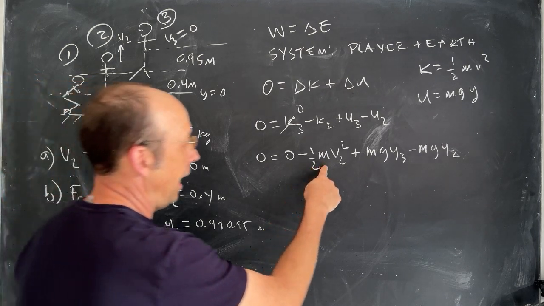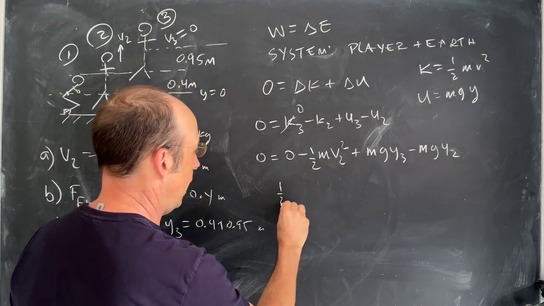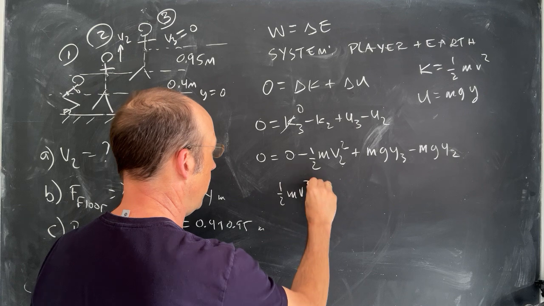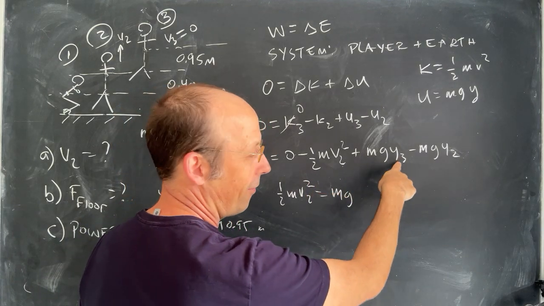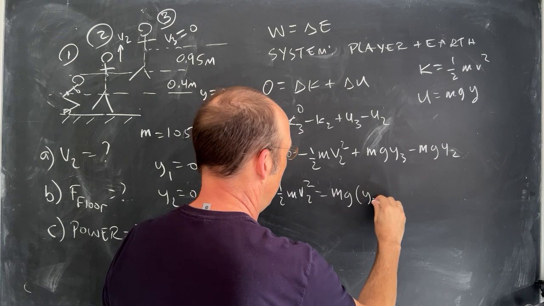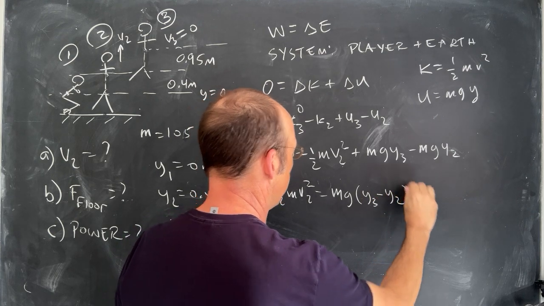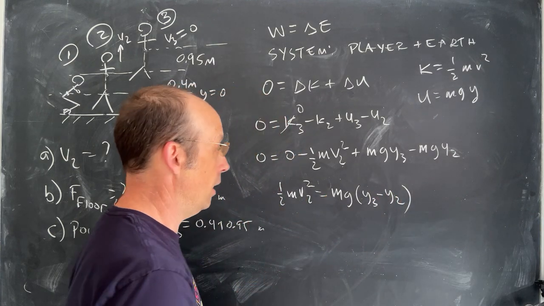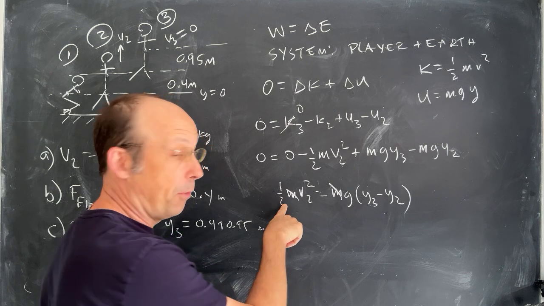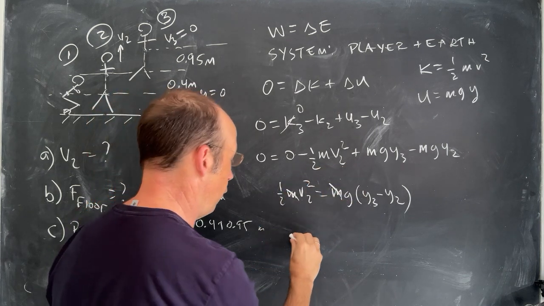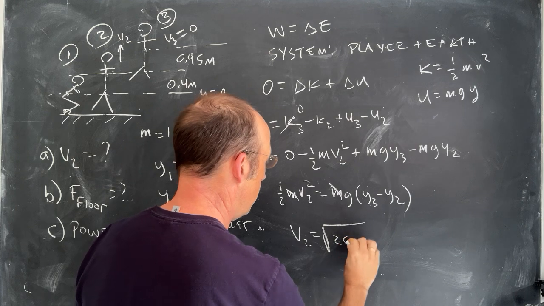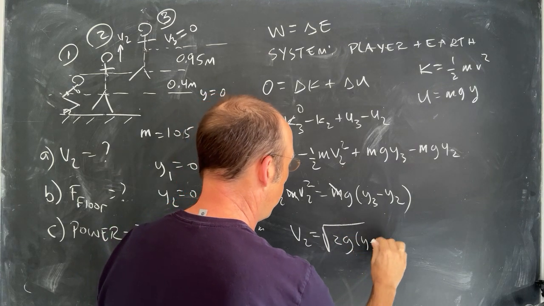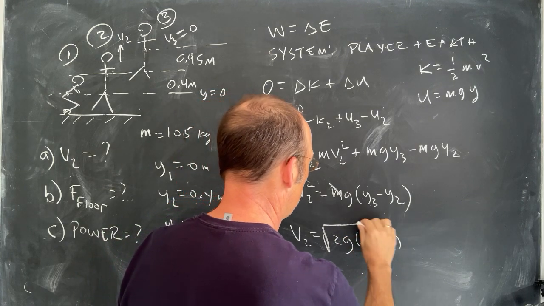So let's add this to both sides. I get 1/2 m v2 squared equals mg, and I'm actually going to factor this out because it makes sense, y3 minus y2. I can factor out the mg. The mass cancels. I can multiply both sides by 2 and take the square root, and I get v2 is the square root of 2g times (y3 minus y2).